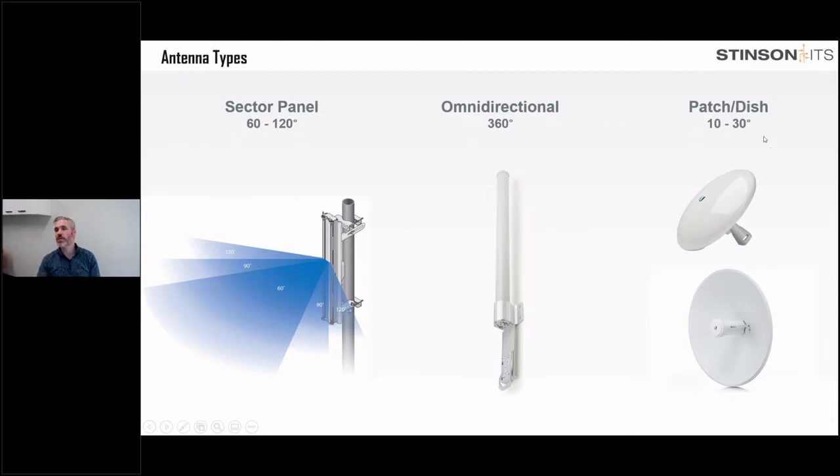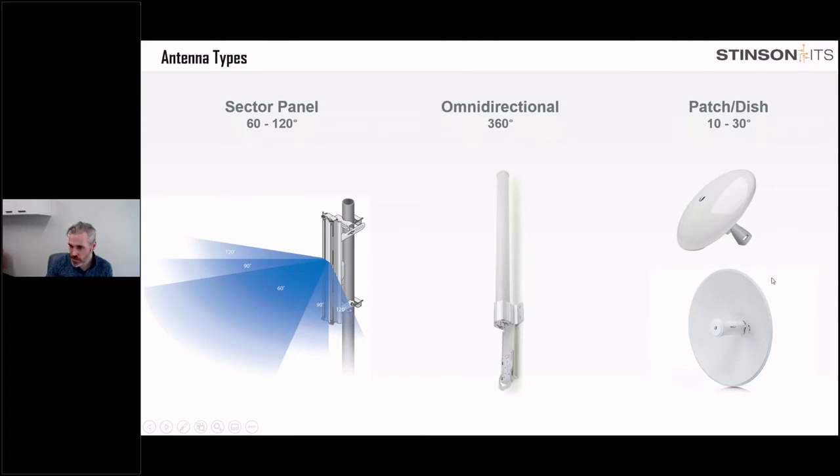And finally, the other common type is a patch or a dish antenna. The client radios, like the subscriber radios, typically use patch antennas. That's what this round one is. That typically has a beam width of about 10 to 30 degrees, usually on the higher end, 20 to 30. And that just narrows in and allows you to go a little bit longer distance. So typically your access points have these wider spread areas to get lots of coverage, whereas the actual clients don't need as much and they're a little bit more narrowly focused.